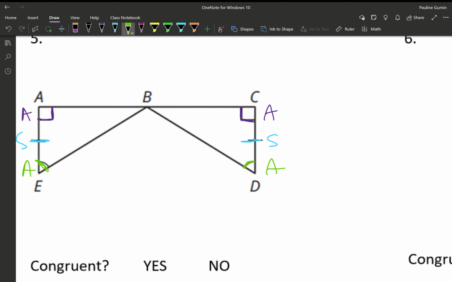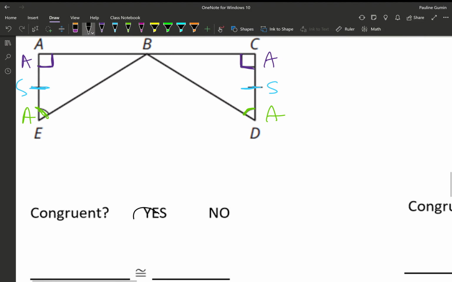Now I see 2 angles and 1 side on each triangle. The key here is, is it a sandwich of 2 angles and a side for both of them? And the answer is yes. This is an ASA, angle side angle sandwich, so they are congruent.